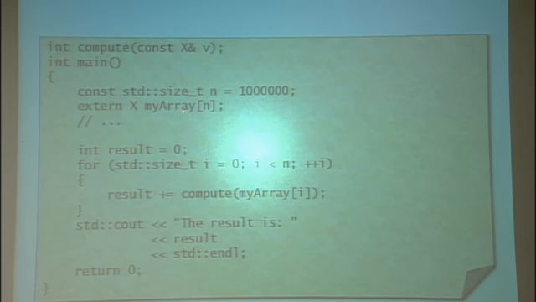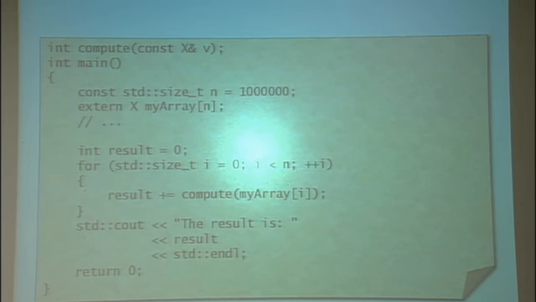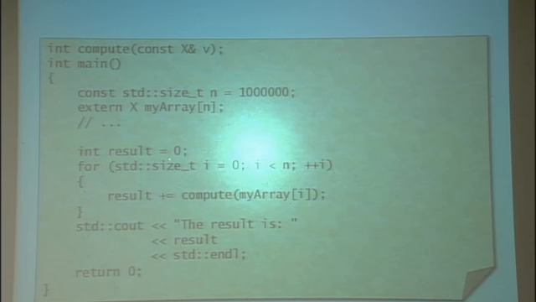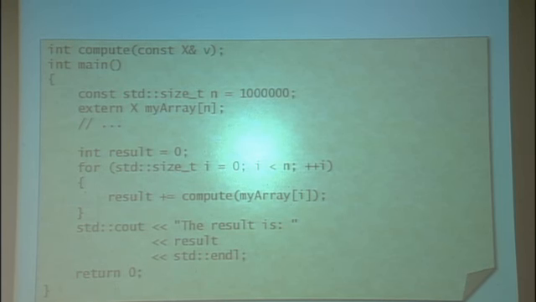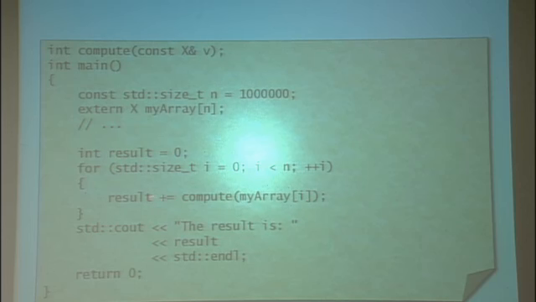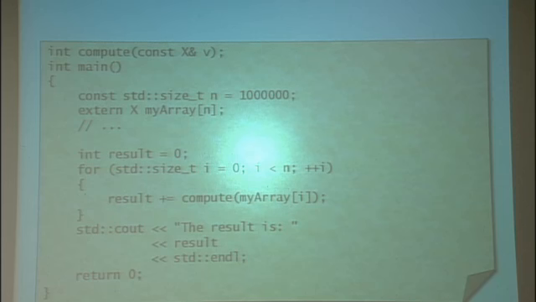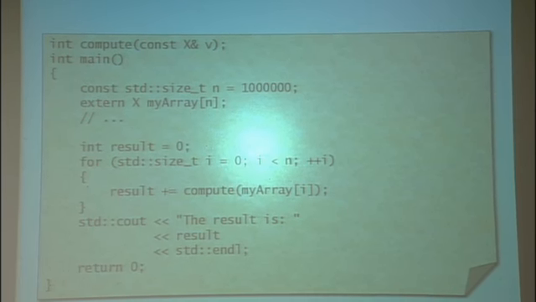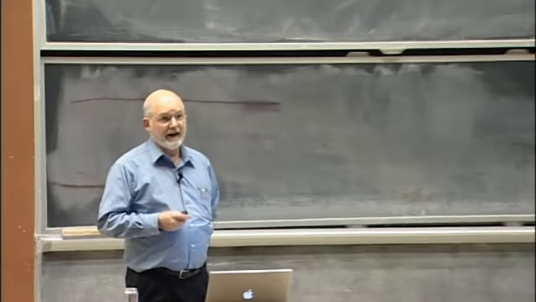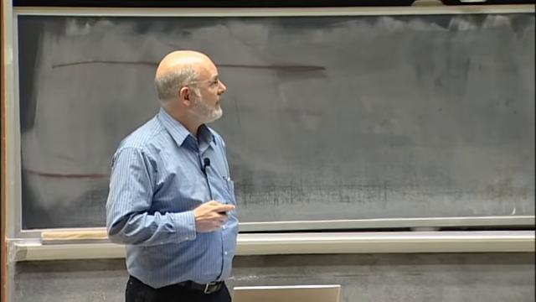so we have an array of type x of n elements. What I do is set result to be 0, and then I have a loop which goes and adds into result the result of computing on each element of the array, and then it outputs the result. Does everybody understand what's going on in the code? Basically, compute on every element of the array, take the result, add all those results together. We want to parallelize this. So let's parallelize that.